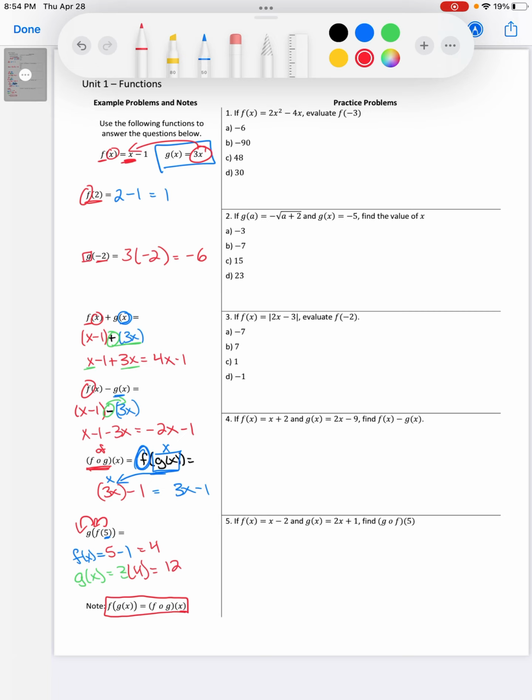So now I want you to go through the practice problems. You can work with the person next to you, but I want you to do these practice problems, okay? That's your homework, to finish these practice problems, and I want you to turn it in so I know that you are actually doing it and trying, okay? And then we'll go to the next video.